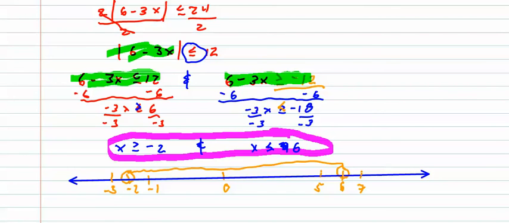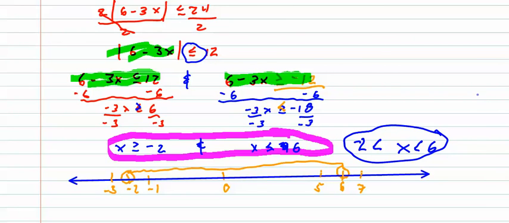All right? And just in closing, this could have been also written as x greater than negative 2 and less than 6. Either way would have been proper.